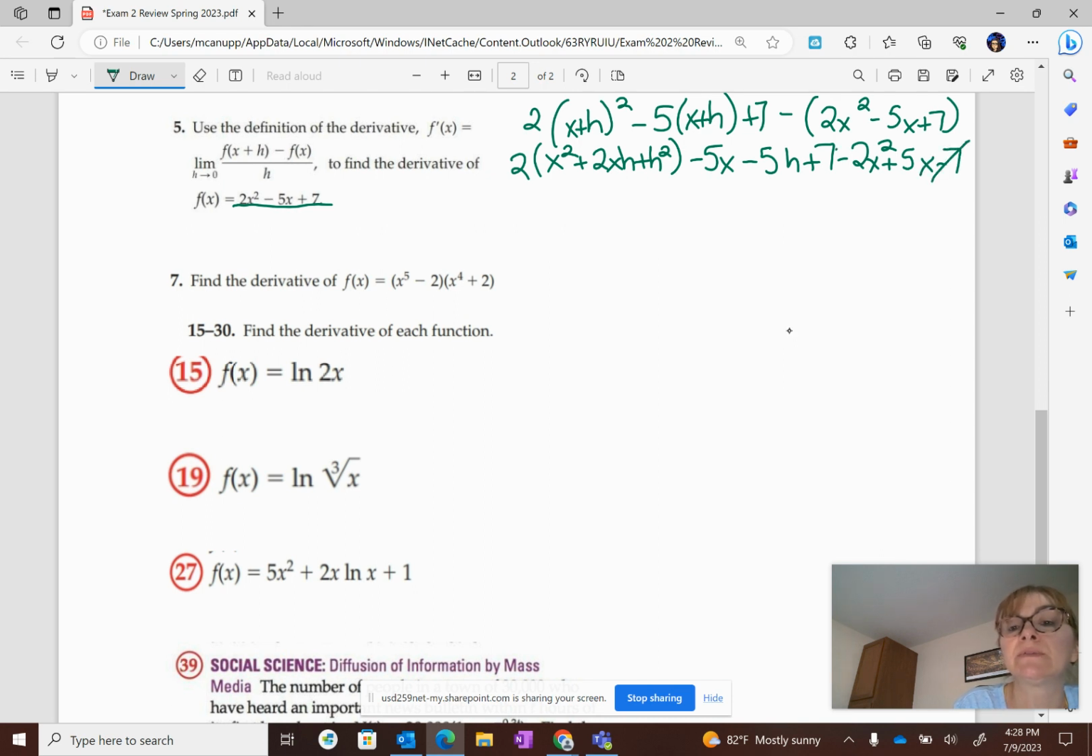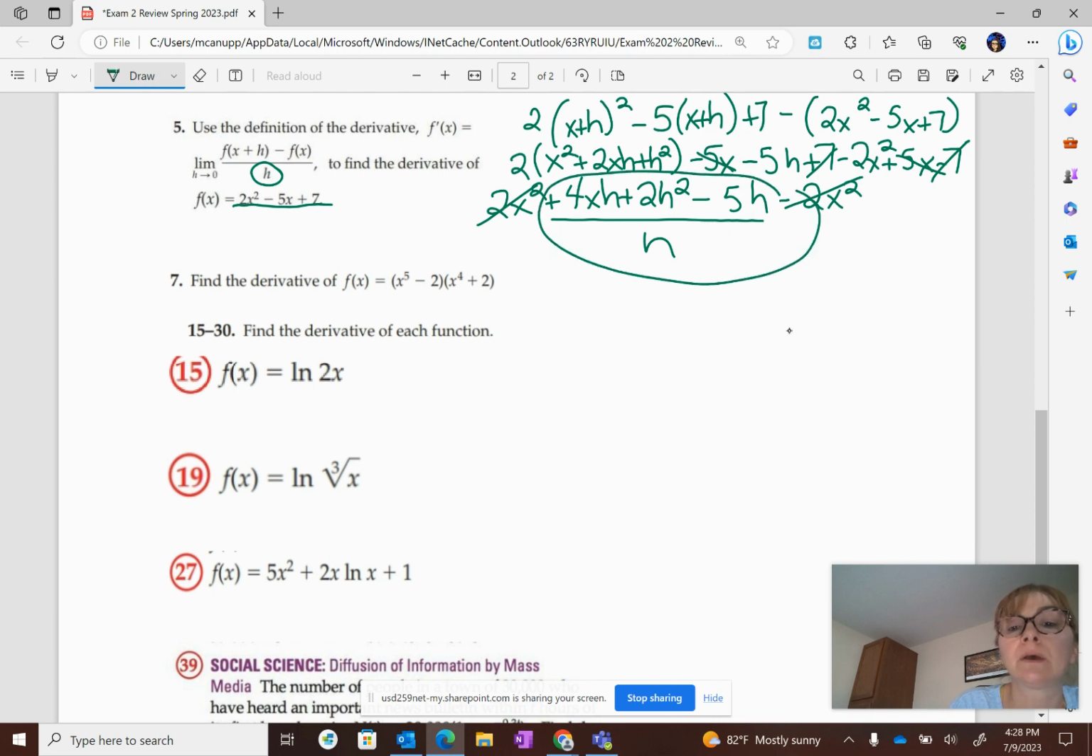So I can already see that the 7's cancel out. I'm going to take 2 all through there. These cancel. These cancel. And don't forget, over h. Okay, and then this is where on the top I can pull an h out and get 4x plus 2h minus 5 over the h. The h's cancel.